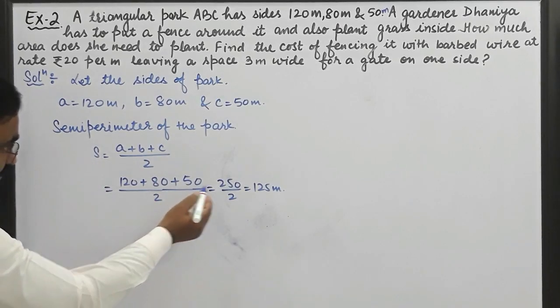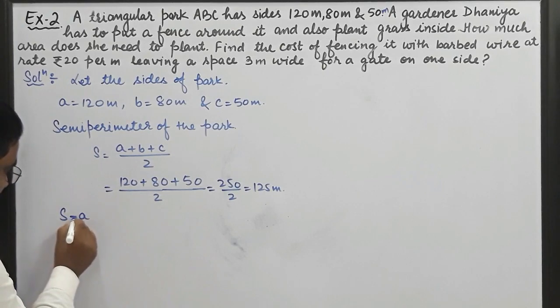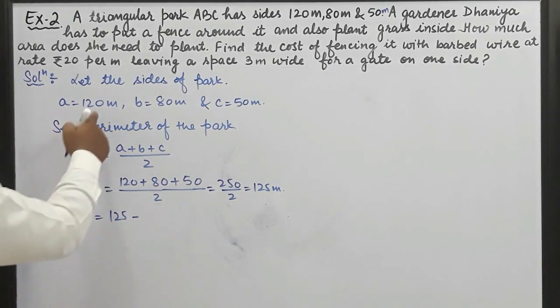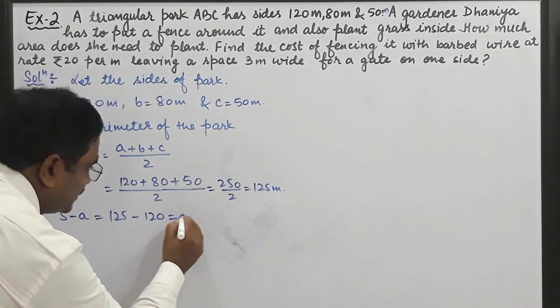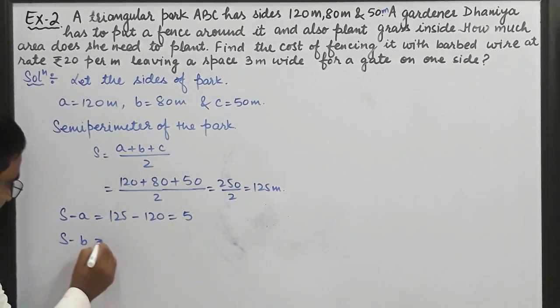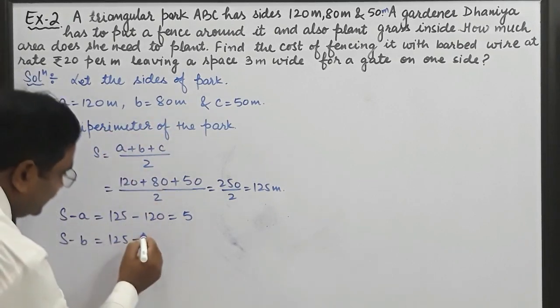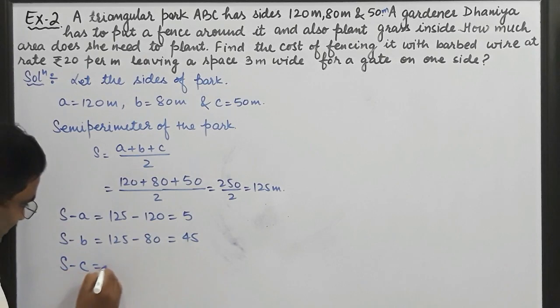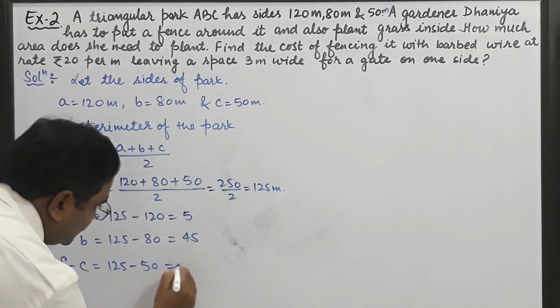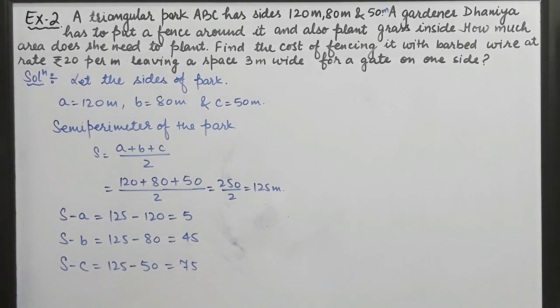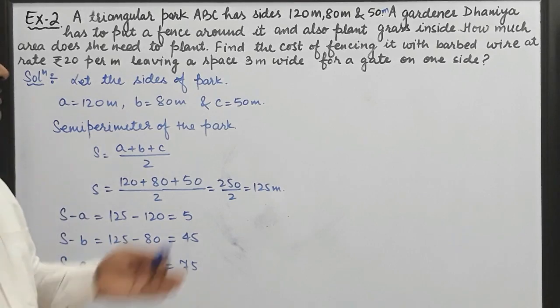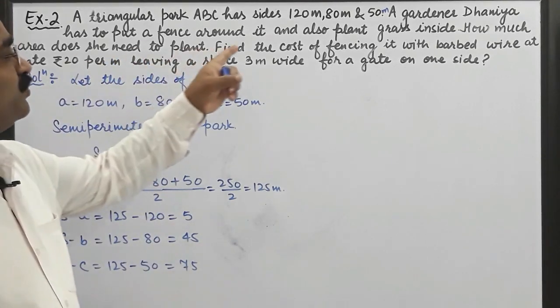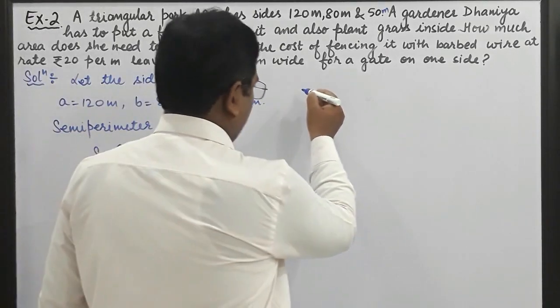As S is 125 meter, S minus A equals 125 minus 120, which is 5. S minus B is 125 minus 80, which is 45. The last one, S minus C, is 125 minus 50, which equals 75. Right, children? After getting these values, with the value of S being 125, with the help of Heron's formula we can find the area that she needs to plant grass in.